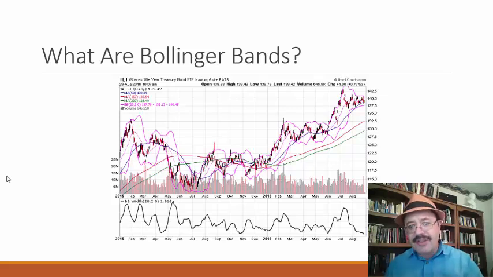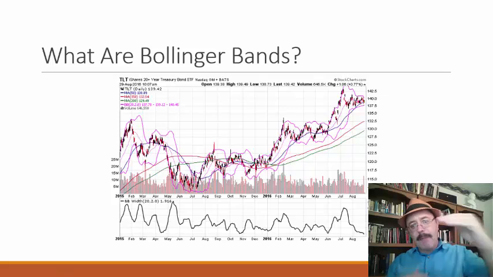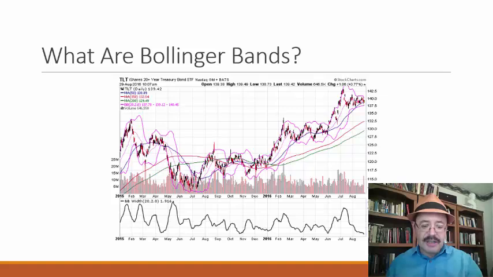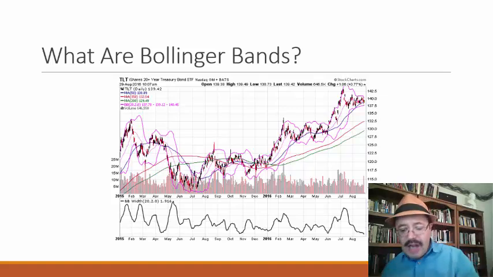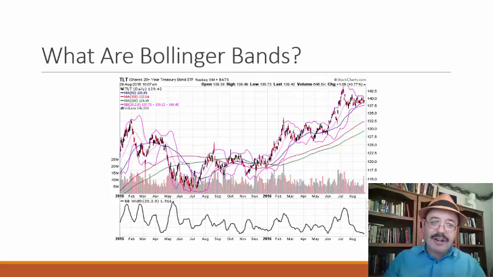So what the bands are is they use the 20-day moving average. If you look very carefully, that's the dotted line in pink here, and they have a line above the 20-day moving average and a line below the 20-day moving average. Those lines are standard deviations above and below, using a simple percentage calculation.